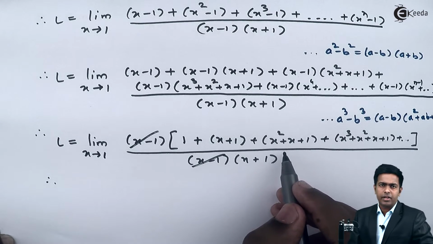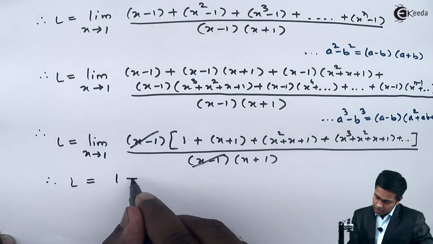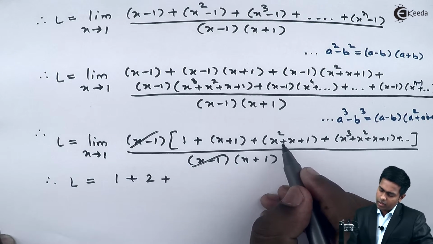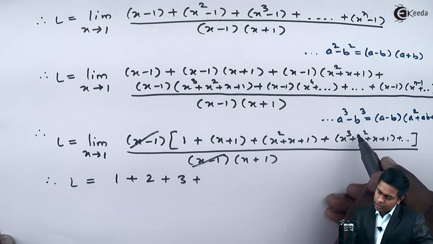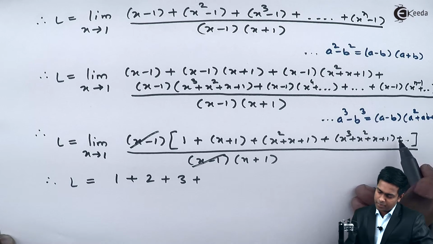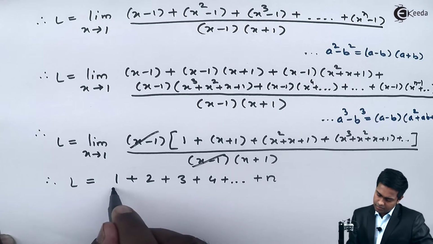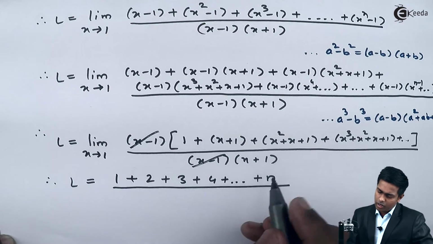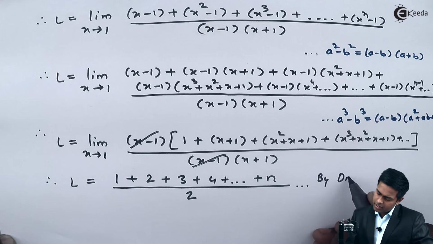and for the remaining terms we can apply direct method. So by direct method we will get 1 as it is plus 1 plus 1, 2, plus 1 square plus 1 plus 1, that is 3, plus 1 cube plus 1 square plus 1 plus 1, that is 4, so on till n. And in the denominator we will get 1 plus 1 as 2. So here I am applying direct method.